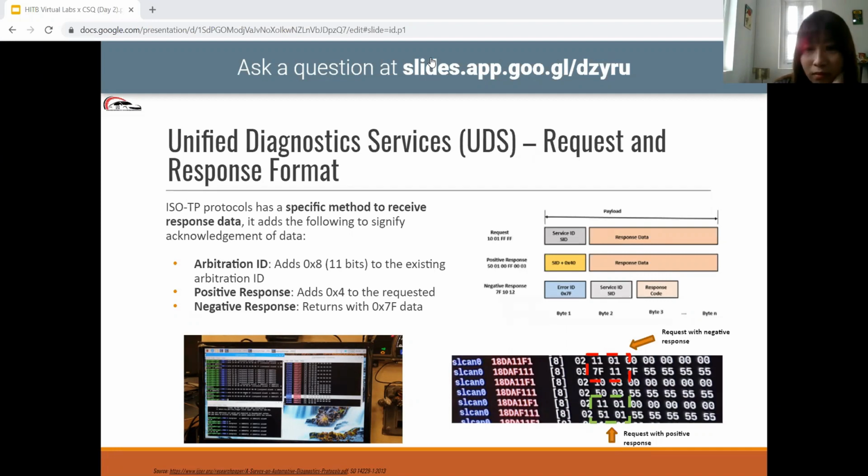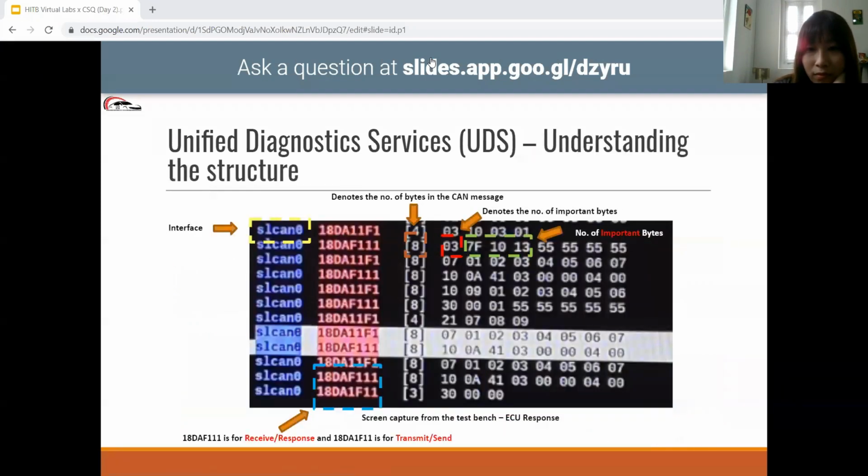Next slide. So the interface here is the SLCAN. The bracketed number is the number of bytes in the CAN message. The next number, which is 03, is the number of important bytes that you're sending out. So 7F1013 are the important bytes, which actually mean something in this UDS. The rest of the bytes are actually just filler numbers.